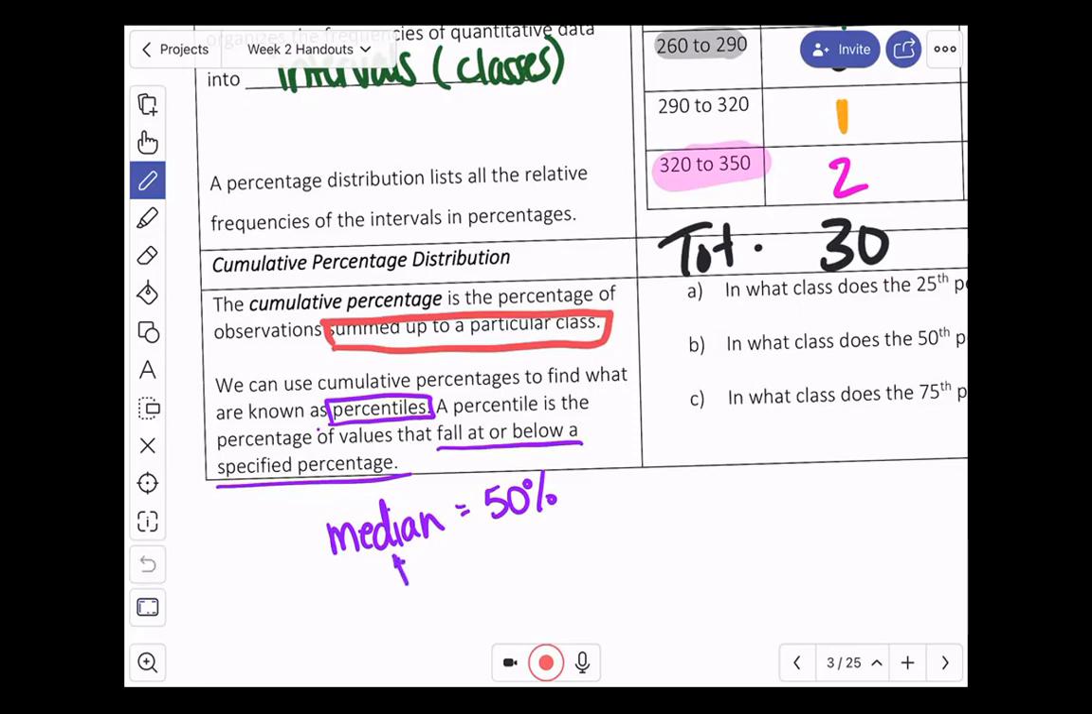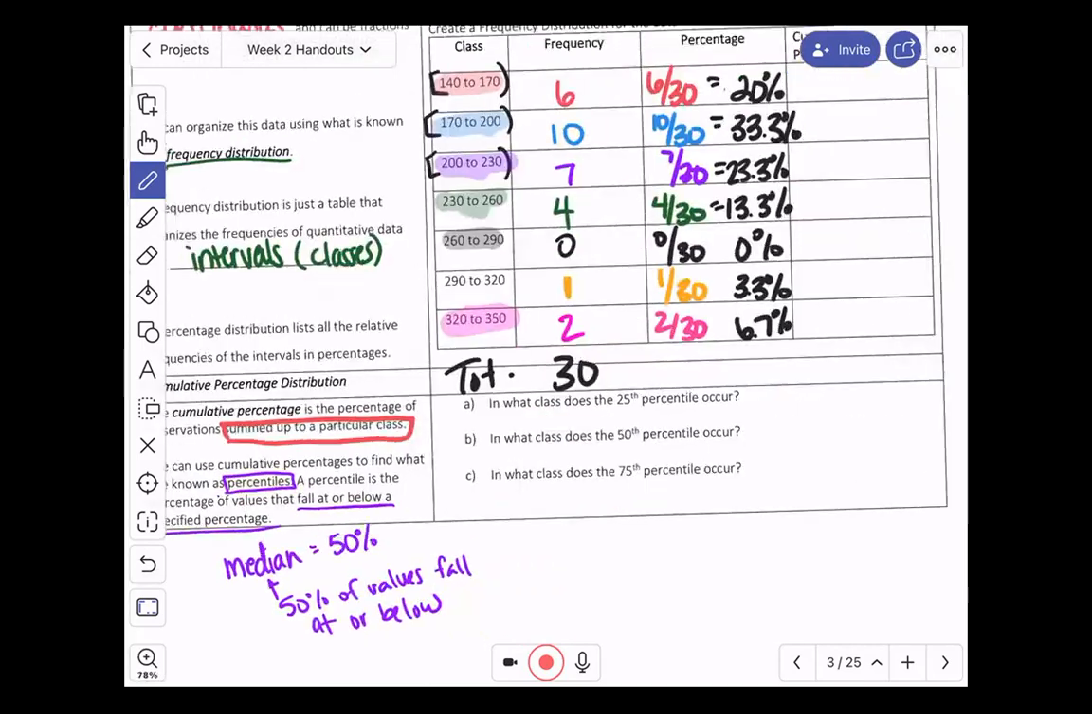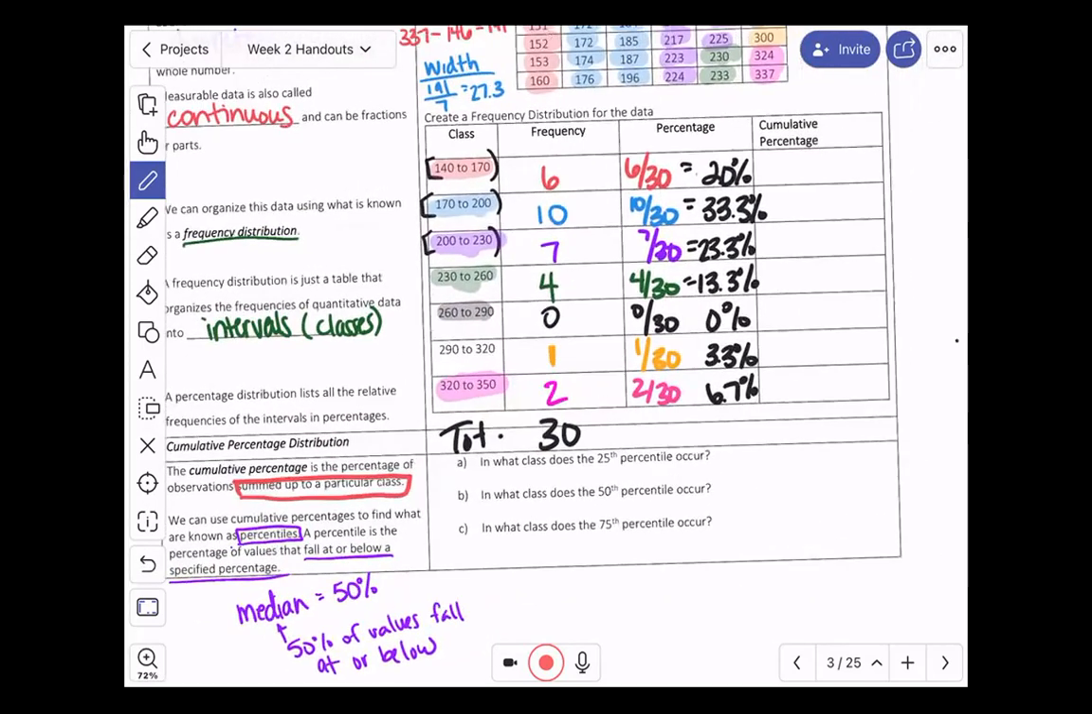That means that in the median, 50% of values fall at or below, and the other 50% fall above it. But in general, we mean at or below. I'm gonna get more into this when I talk about these bottom examples, but we're gonna go and fill out the cumulative percentages now.